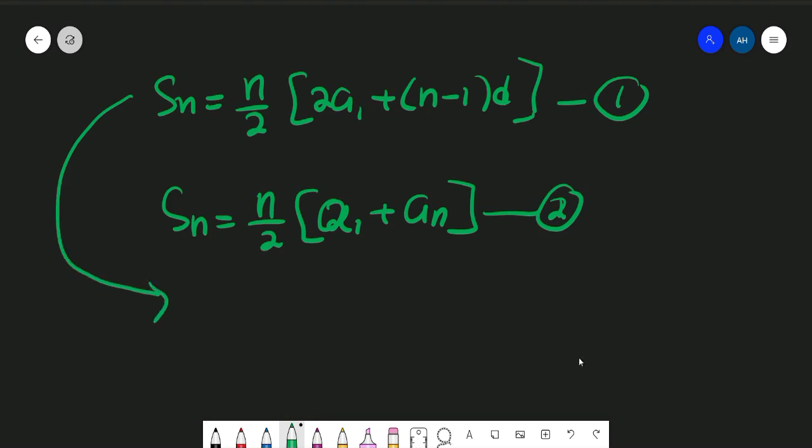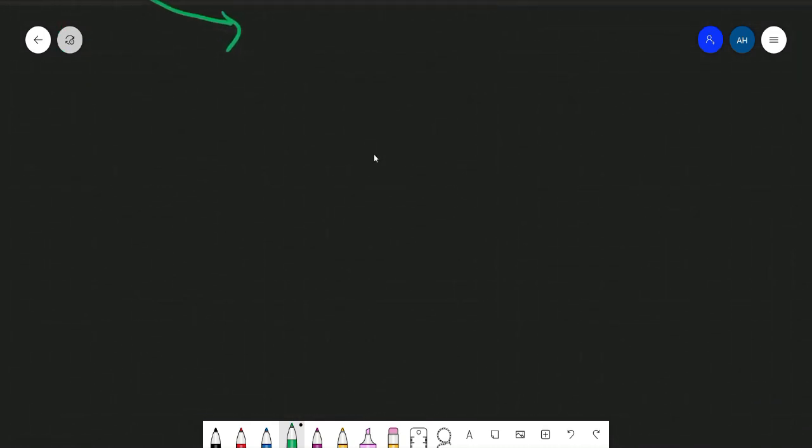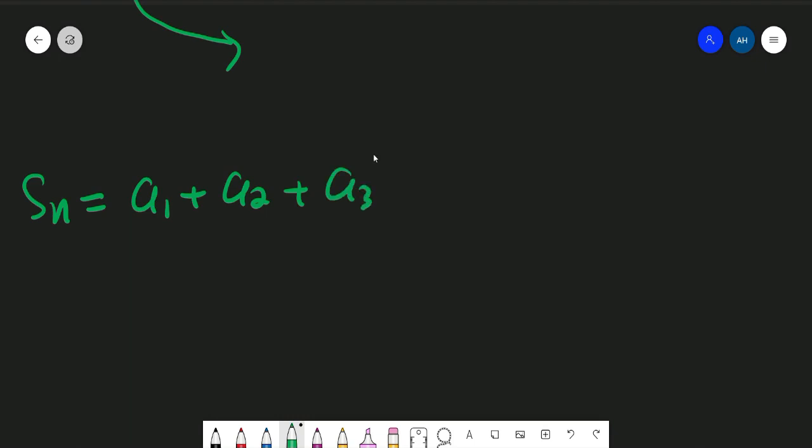Alright, so we do it step by step. Now Sn is the sum of the terms up to the nth term, that is a1 plus a2 plus a3 and so on, up to an minus 1 plus an. The last term is an. You see, starting with the first term and ending with term number n. That is the nth partial sum, Sn.